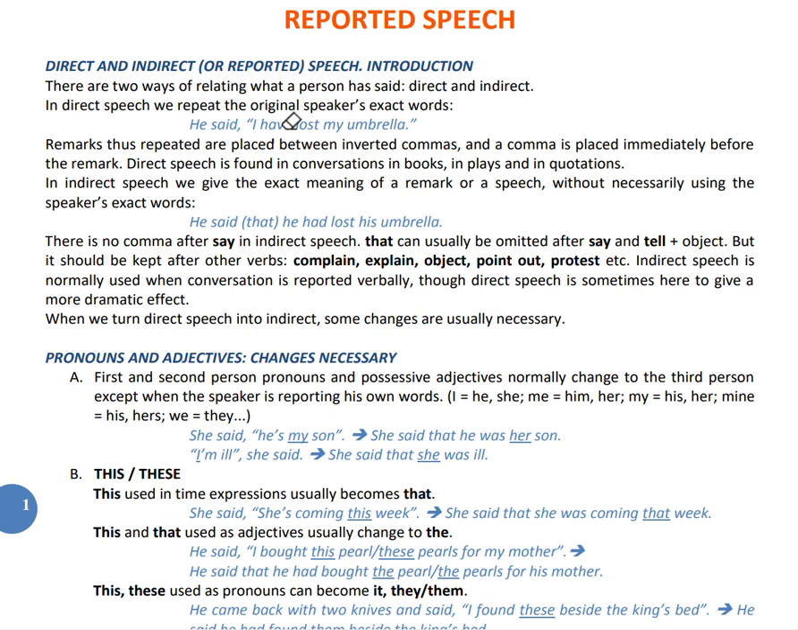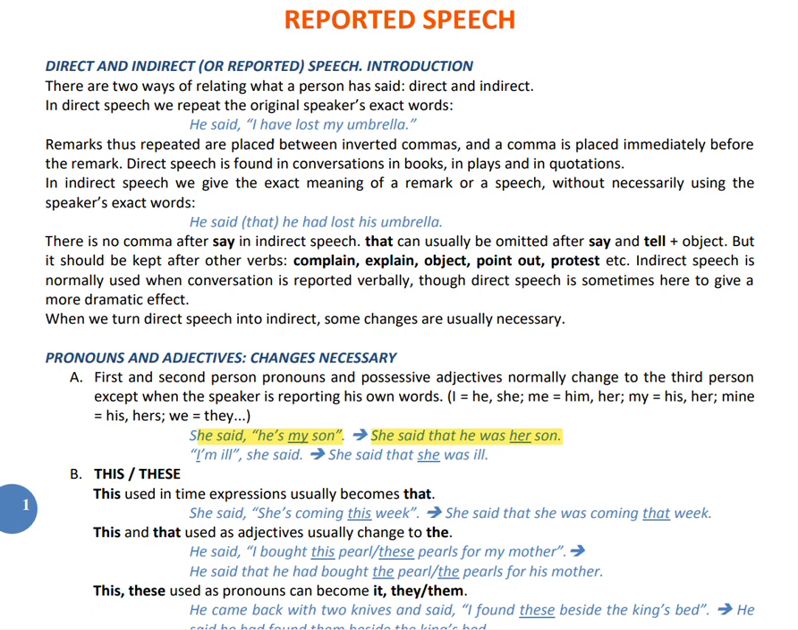She said, "He's my son." She said that he was her son, right? And here, this is the direct speech, and this is the indirect speech. As he said, "He's my son." That's direct. She just spoke exactly the words that person said, and in here, she said that he was her son. Okay, indirect speech.